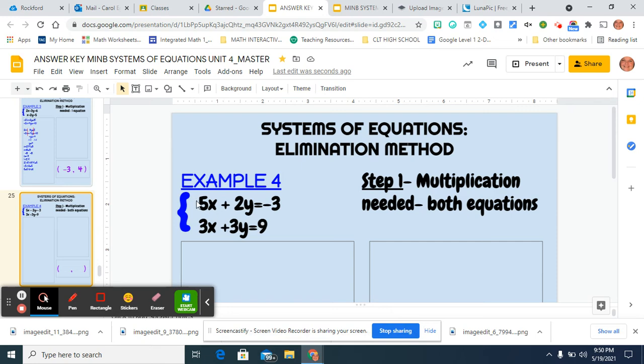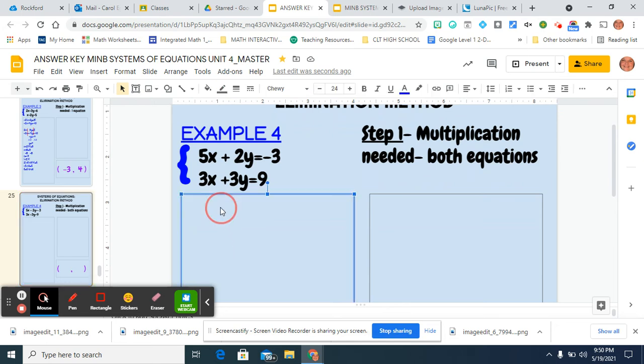I could also conversely multiply the top one by negative 3 and the bottom one by positive 5. It doesn't matter. One has to be positive and one has to be negative in order for them to be additive inverses. For 2 and 3, I can multiply the top by 3 and the bottom by negative 2. It doesn't really matter. I'm going to go for the y's because I like to keep my numbers as small as possible. So in this scenario, I'm going to multiply the top by 3.